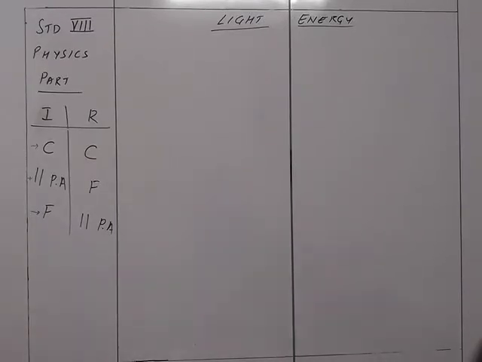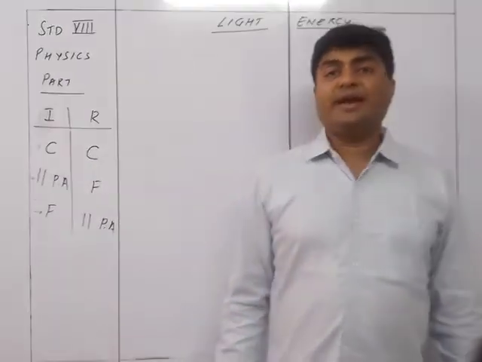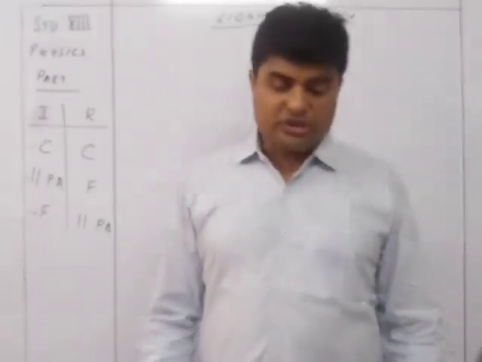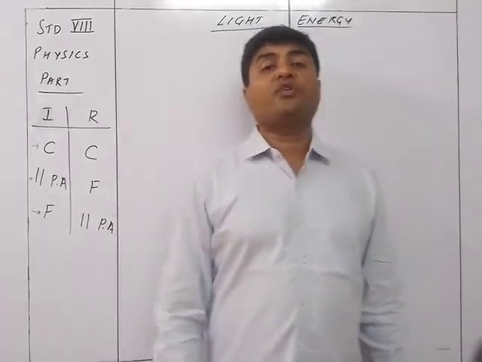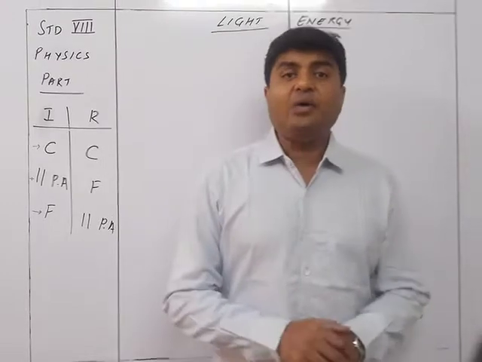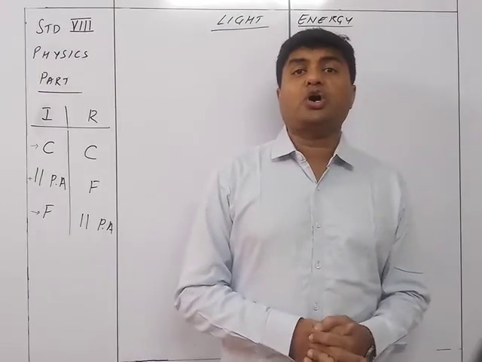So we continue with the ray diagrams of the spherical mirrors. In the last video we saw the ray diagrams of the 6 different positions of the objects placed in front of a concave mirror. Now in this video we are going to see the image formed by a convex mirror.